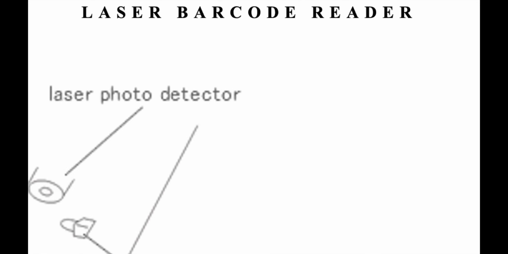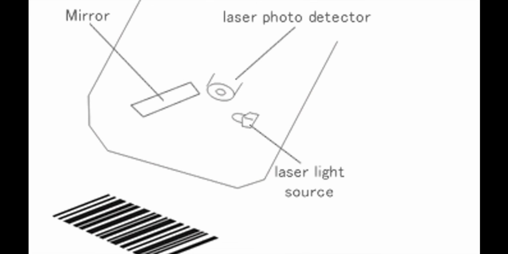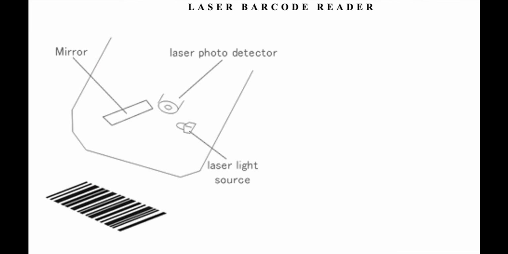In that, we will start first with the laser barcode reader. As you can see here, this is the construction of a laser barcode reader, which consists of one, laser source, second one is mirror, third one is photo detector, and fourth one is the barcode itself. So, how does it work? As you can see, the laser source produces a laser light, which falls on a mirror, and that mirror reflects that laser light onto a barcode.